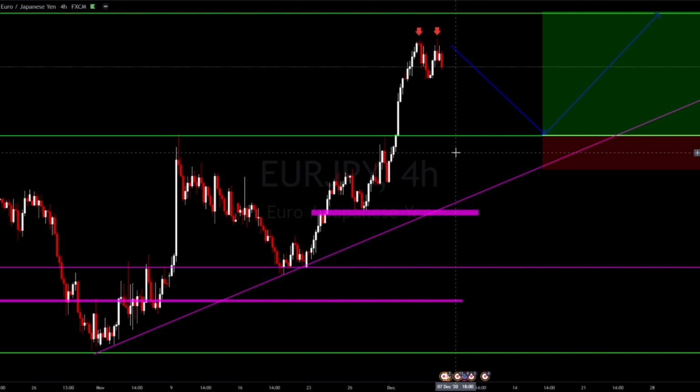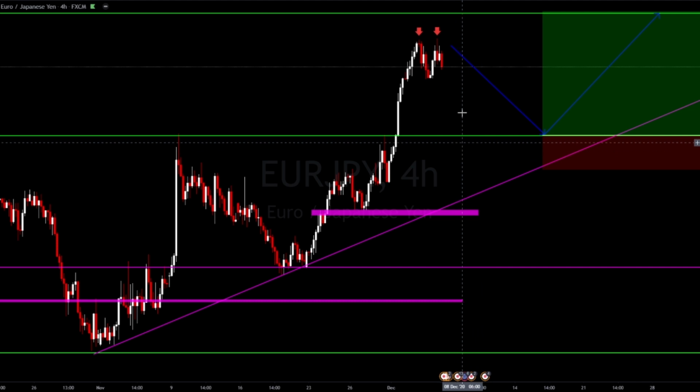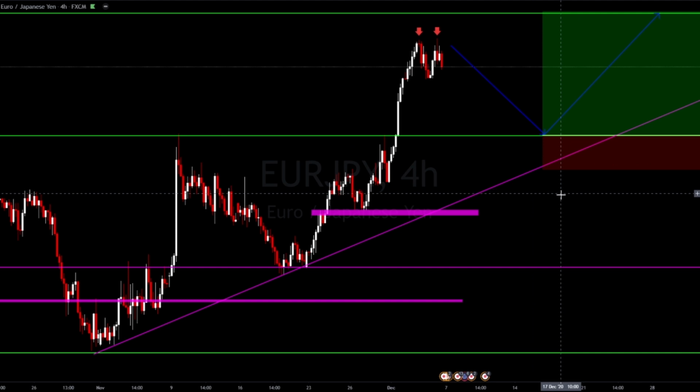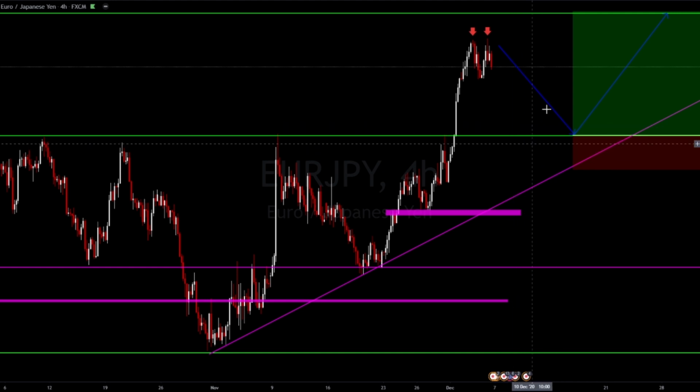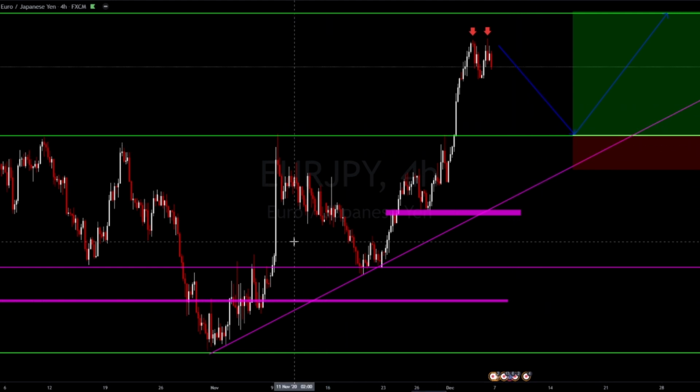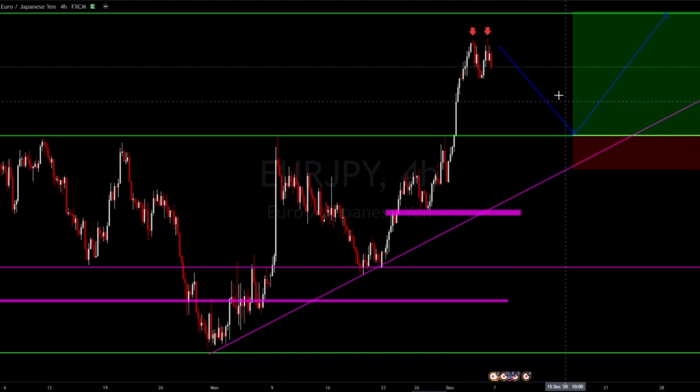Based on the fact that it is uptrending, this move that is going to come down to the downside is a retracement for an uptrending market. This is what we call a corrective move, and I will be expecting this corrective move to come down and reach this level.